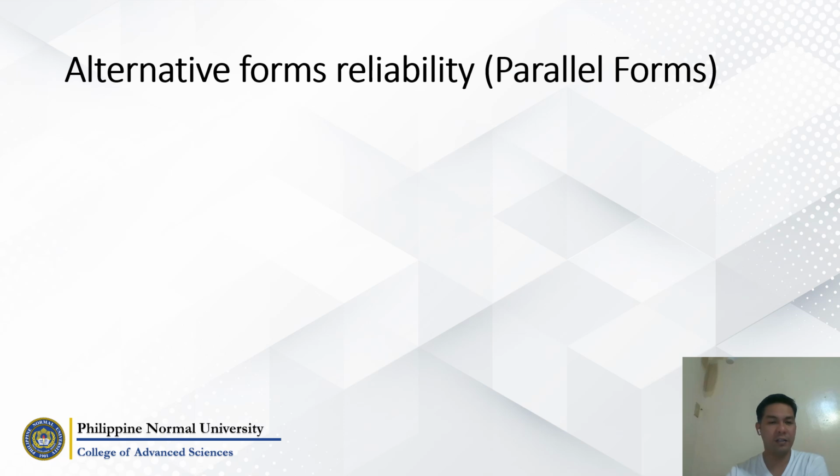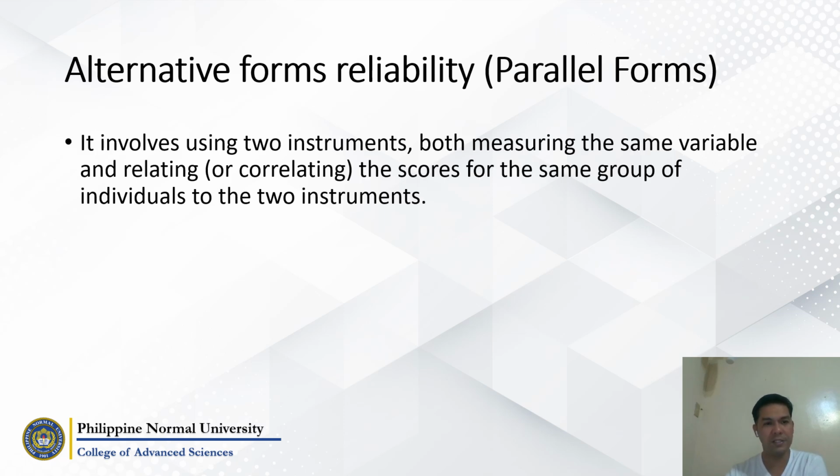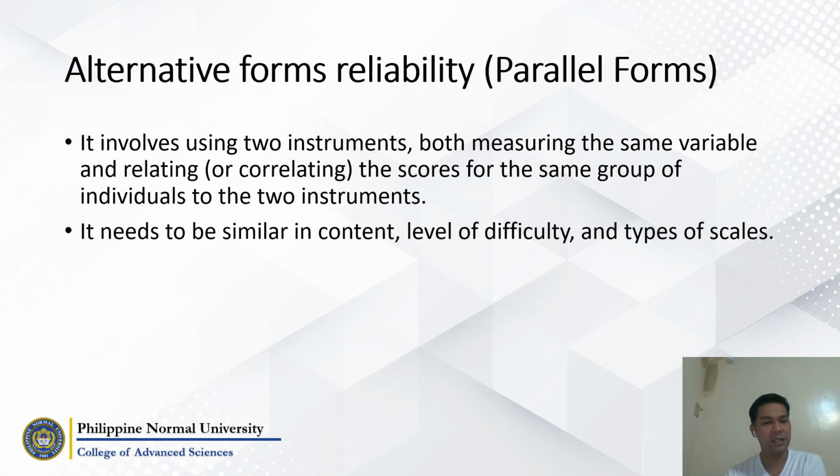Then we also have the alternative forms reliability, which we also call parallel forms. It involves using two instruments, both measuring the same variable, and correlating the scores for the same group of individuals on the two instruments. It needs to be similar in content, level of difficulty, and types of scales because we are conducting parallel forms. So it is important that we consider this specific instruction that it needs to be similar in content, level of difficulty, and types of scale.